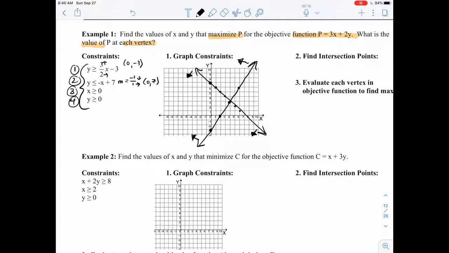Our third and fourth equations are vertical and horizontal boundaries. In 3, I want all x coordinates to be greater than or equal to 0. Again, I will note this with arrows at the end. And in our fourth boundary, I want all y coordinates greater than or equal to 0, so above.